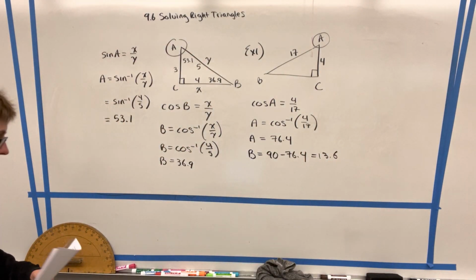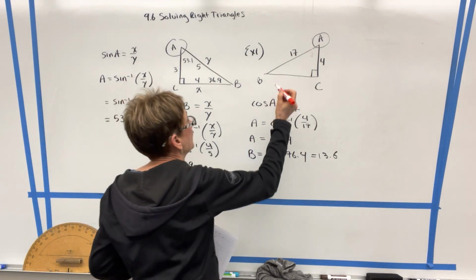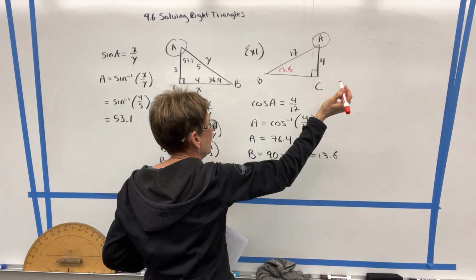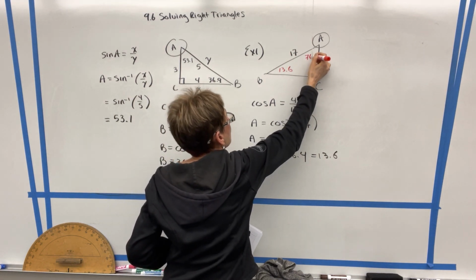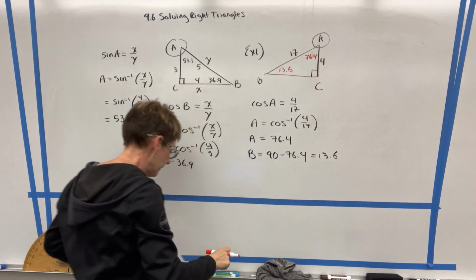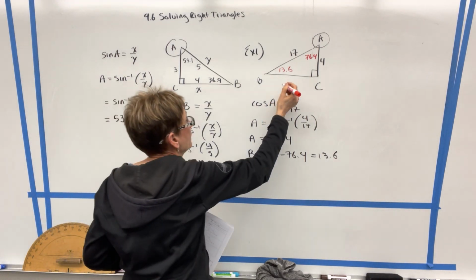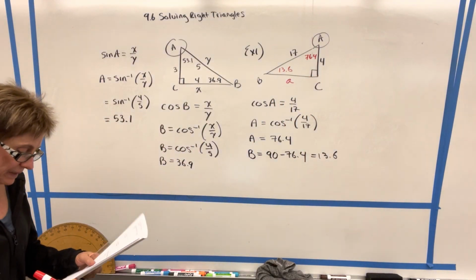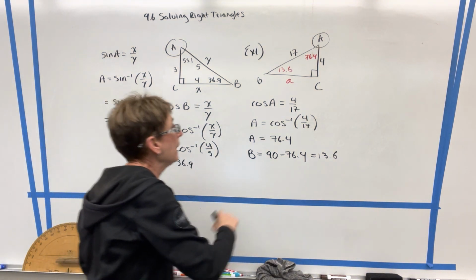And the only other thing that would be missing, let's fill in what we have so far. B would be 13.6, A would be 76.4. The only other thing missing from this triangle would be, let's call that side little a, that missing side there. We can do Pythag for that.